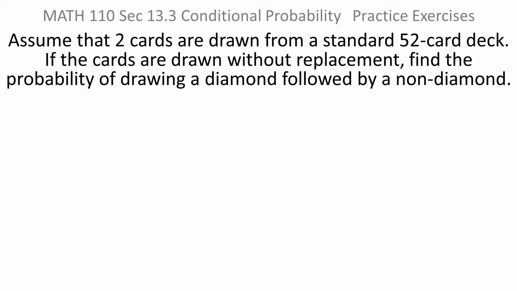Assume that two cards are drawn from a standard 52 card deck. If the cards are drawn without replacement, find the probability of drawing a diamond followed by a non-diamond. Now remember, this "followed by" is important. That implies an order, that you're going to draw a diamond followed by a non-diamond.